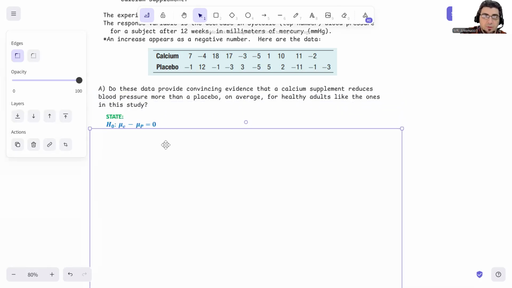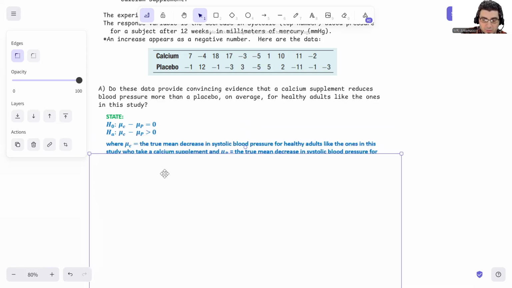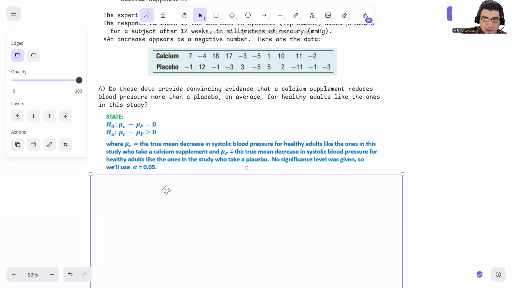First thing we have to do, we have to follow the four-step process. And the first thing is state our hypotheses, define our parameters of interest, and declare the significance level. So the null is that the mean difference is zero, and the alternative is that it's greater than zero. Notice here, the alternative is one-sided because researchers want to know if the calcium supplement reduced blood pressure more than the placebo on average.